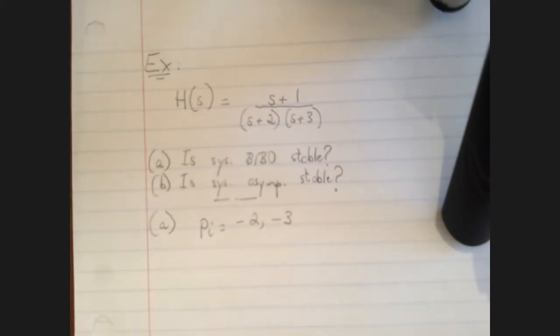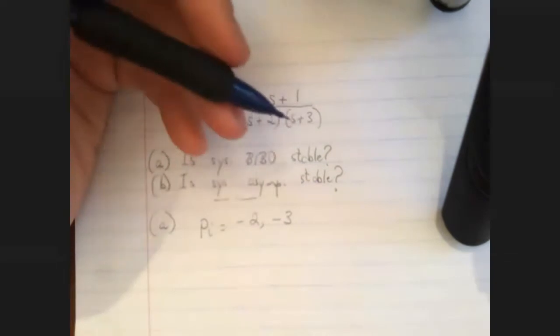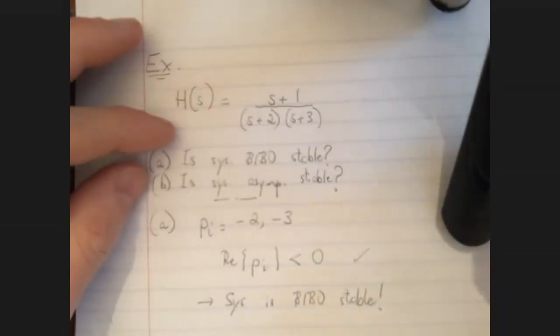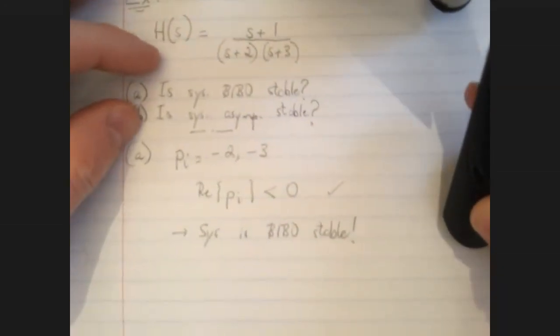Because of this, we know that the real part of the poles, they're real, but it's going to be -2, -3, is indeed less than 0, right? And therefore, the system is BIBO stable. Great. So we're good with BIBO stability.